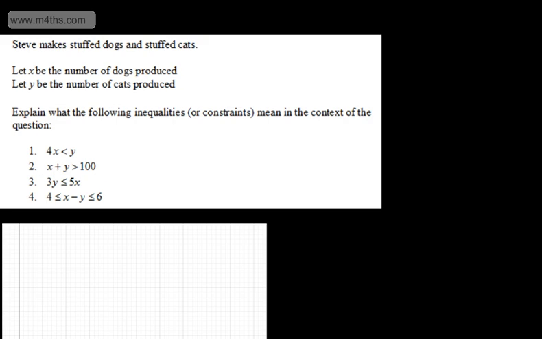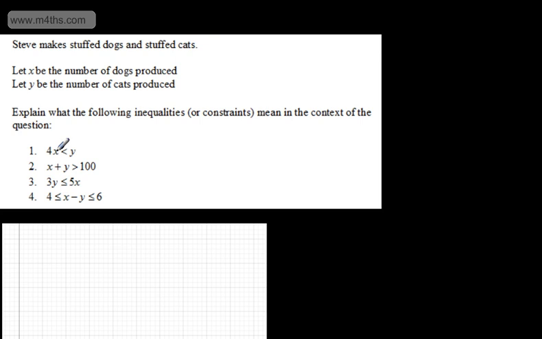Right, let's move on. Same question. Steve makes stuffed dogs and stuffed cats. Let x be the number of dogs produced. Let y be the number of cats produced. We're asked to explain what the following inequalities or constraints mean in the context of the question. Okay, these are typical exam style questions that often trip people up. We're going to look at this one first.